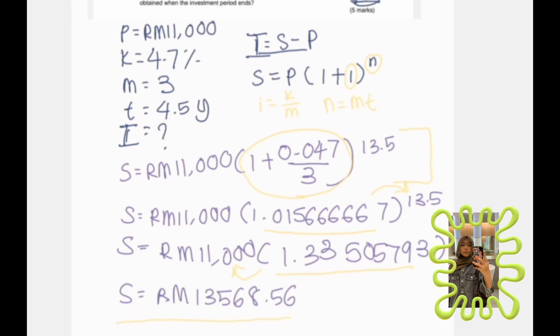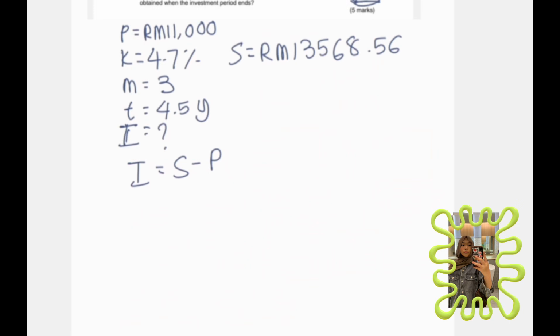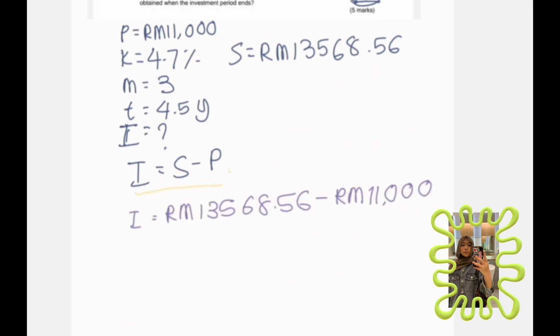Now let's find the interest. To find the interest, we need to use this formula. Let's insert the important information in this formula. Okay, after that, let's do the calculation. This is the final answer for question 1B.